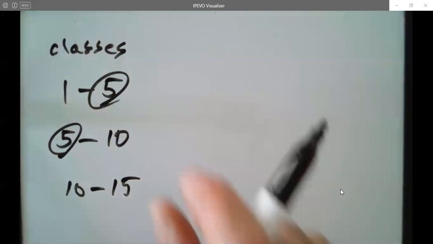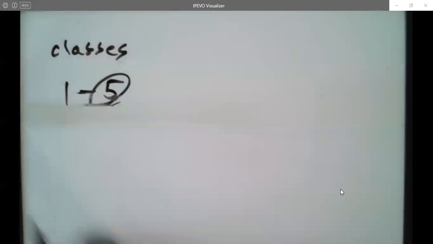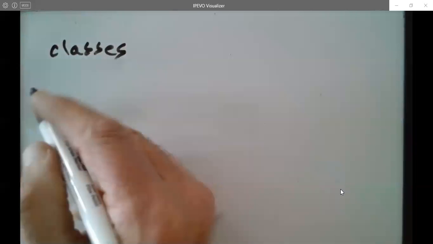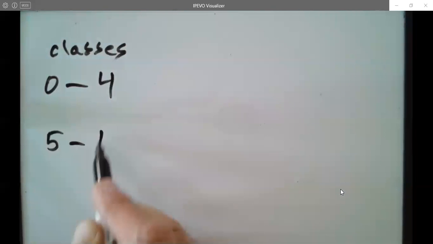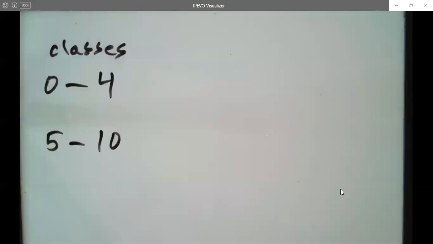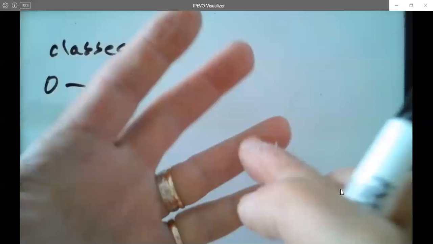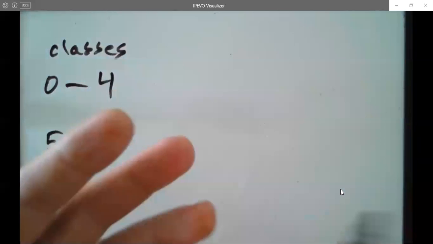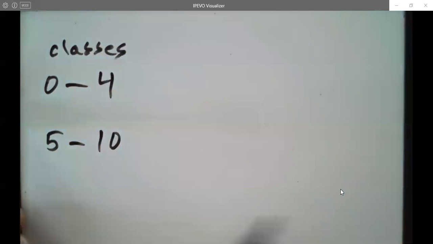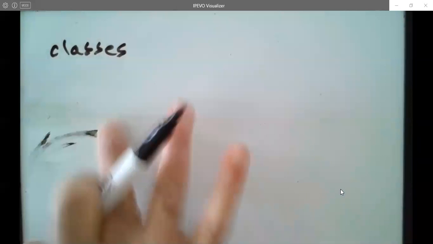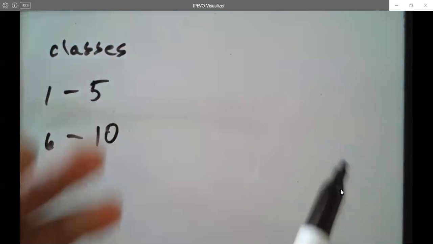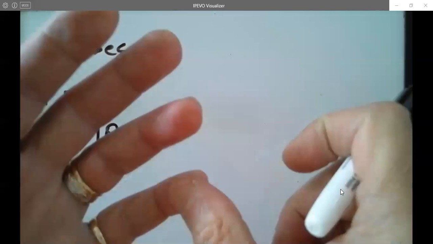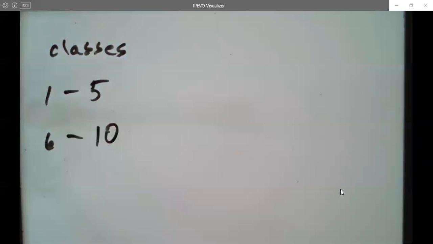So you want to put them to where you have like 0 to 4, 5 to 9. So this would be 0, 0 counts as 1: 0, 1, 2, 3, 4. That's 5. 5, 6, 7, 8, 9. Well, that's 10. So then you have to have them in the same number. So you could do 1 to 5, 6 to 10. So 1, 2, 3, 4, 5, 6, 7, 8, 9, 10. You have to have the same number in each class.